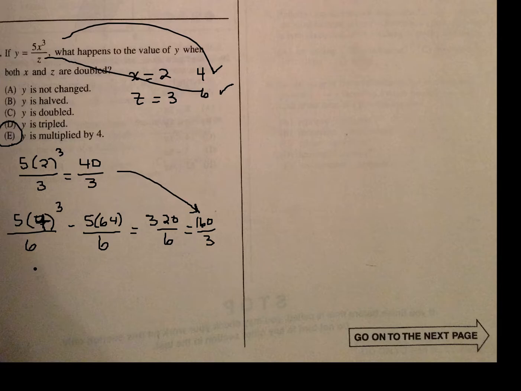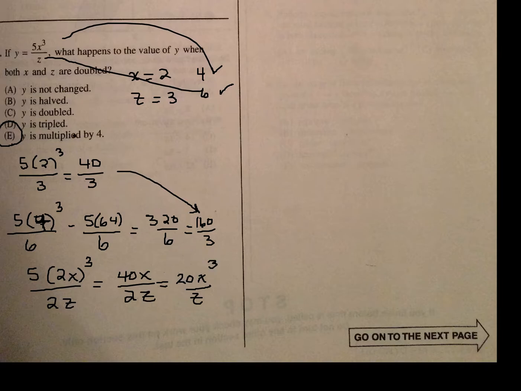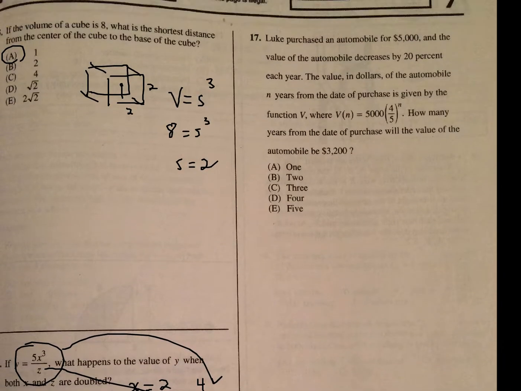The other way you can do it is you can go 5 times 2x cubed over 2z, and then work it from there. So 2 cubed is 8, so it's going to be 40x over 2z, and you get 20 over xz, and it goes from, whoops, this is cubed. If you compare this and this, you see how it's multiplied by 4? So y is multiplied by 4. Kind of like picking numbers is better for that one. It's pretty straightforward. 1 would probably work for that too.